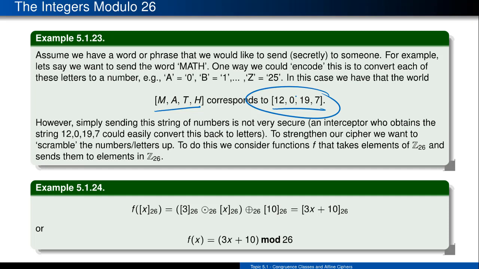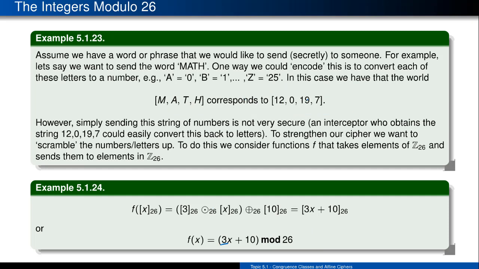So what's going to happen is that I'm going to take those numbers, 12, 0, 19, and 7. They're going to be multiplied by something, for example, a 3. And then I'm going to take that number and add 10 to it. And then I'm going to reduce that mod 26. That reduction mod 26 is just going to ensure that I'm going to be back in that little list from 0 to 25.